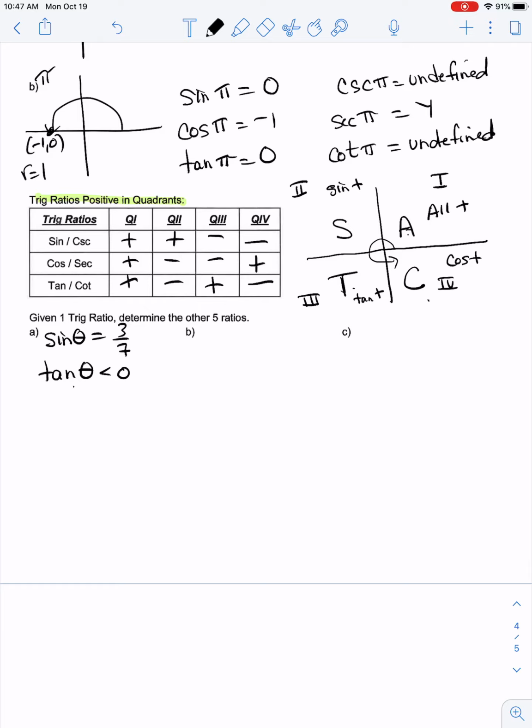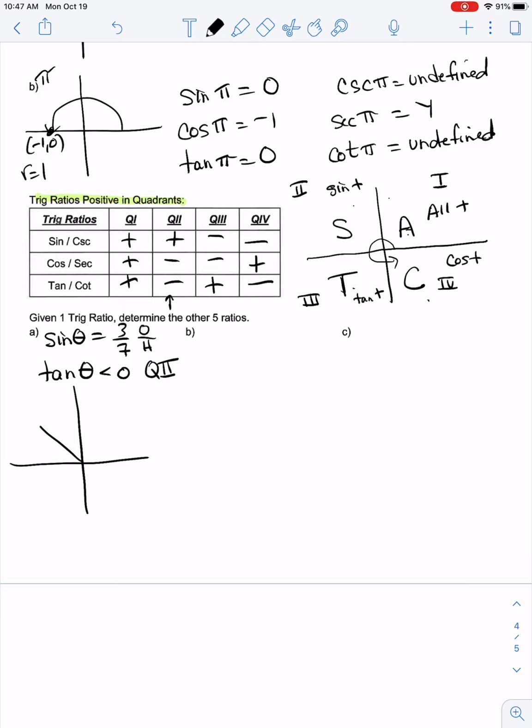Well, start with a picture. You know that sine is opposite over hypotenuse. We also know that tan is going to be negative. So we have sine positive, tan negative. Well, the only place sine is positive is in the first and the second quadrant. Where is tan also going to be negative? Well, that tells me quadrant 2. That's the only place tan's going to be negative and the sine is positive.